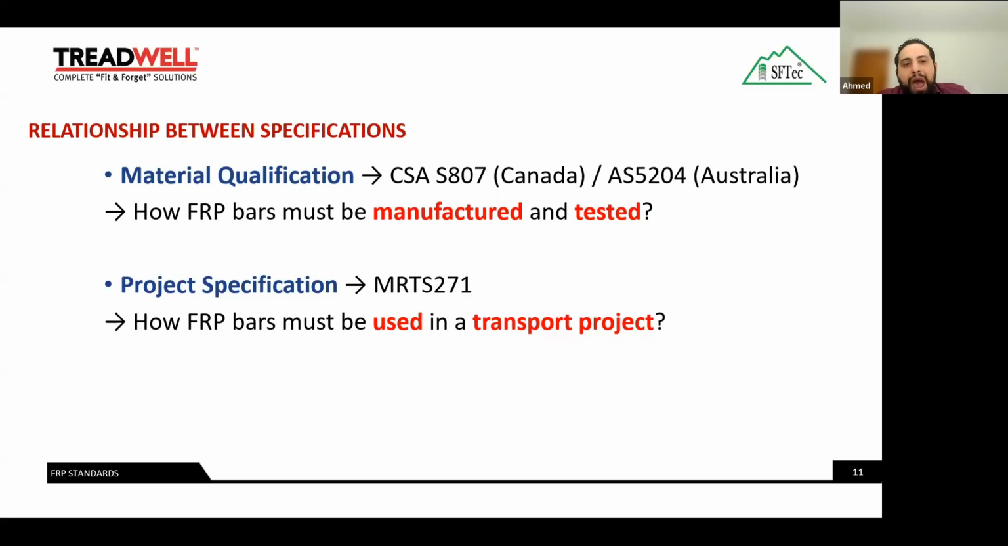If you have the question, how must FRP be manufactured and tested, you can use CSA S807 in Canada and the same AS5204 in Australia. But if you have the question, how must FRP be used in transport projects and infrastructure projects, you should use the project specification MRTS 271.